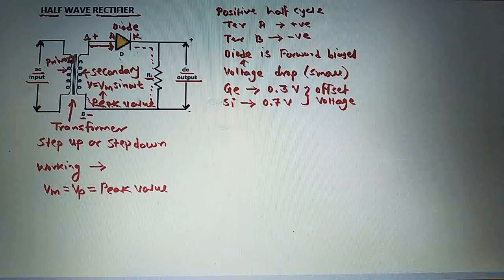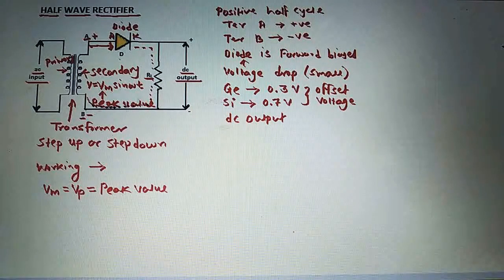When the diode is in forward bias, the current flows through the diode, and as the current flows through the diode, that current will also flow through this load resistance RL, and as the current flows through this load resistance RL, we will get the DC output. We will get the DC output during this positive half cycle, where the terminal A is positive with respect to terminal B. So this is the working of a half wave rectifier during the positive half cycle.